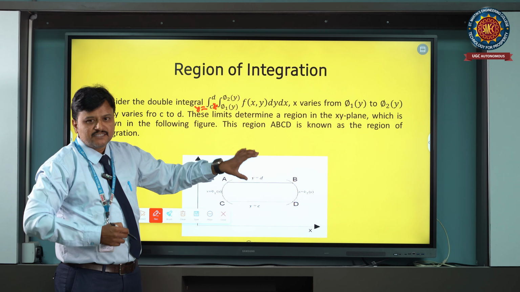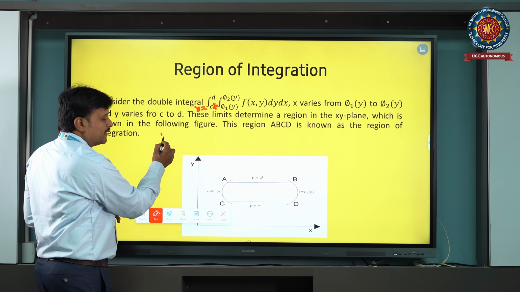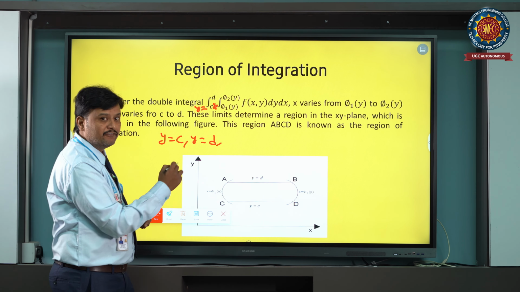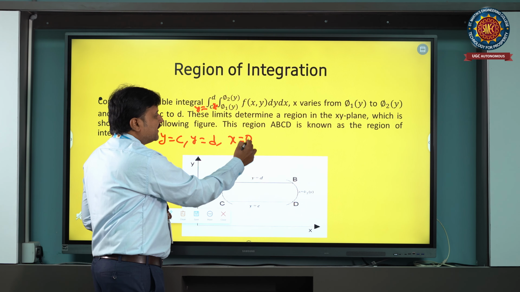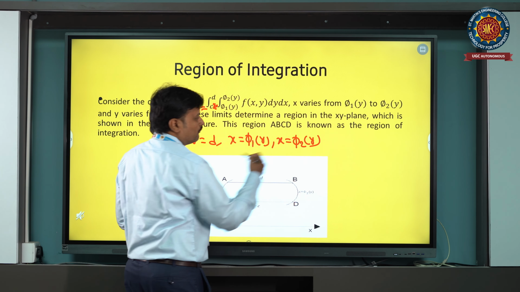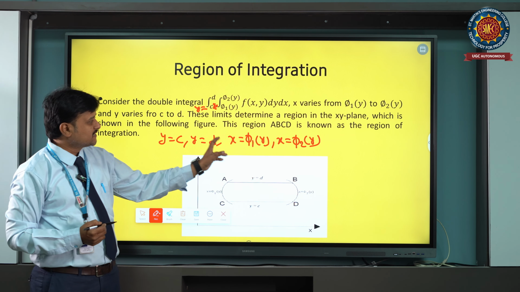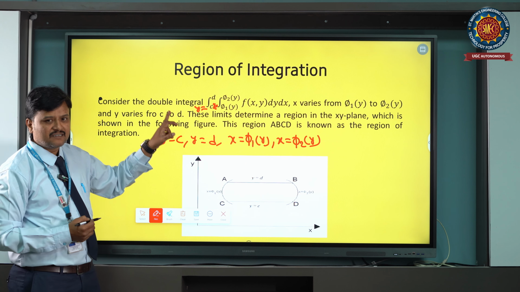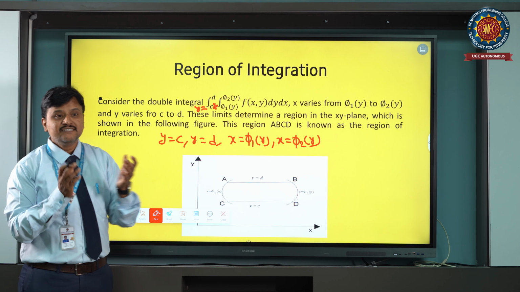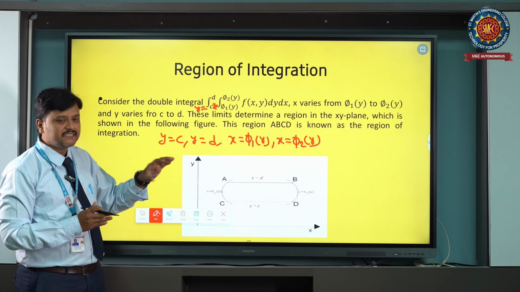So in this figure you can see the required region of integration. So what are the limits? First we have to take y is equal to c, y is equal to d, and the variable limits x is equal to phi 1 of y, x is equal to phi 2 of y. Now we have to draw by using all these four limits. Here x limits are variable limits and y limits are constant. You know already y is equal to c. y is equal to c is in the form y is equal to k, a line equation.